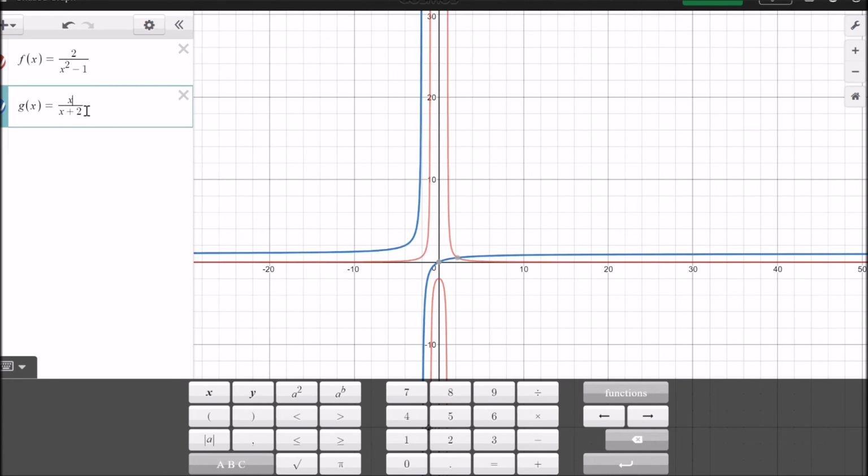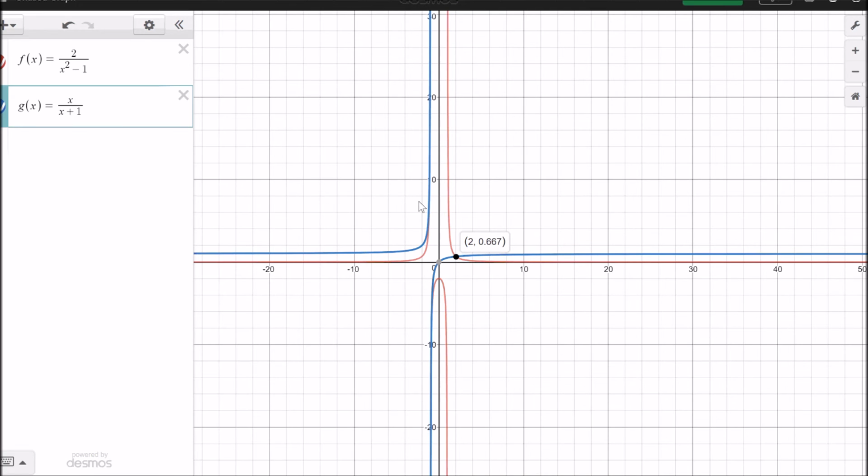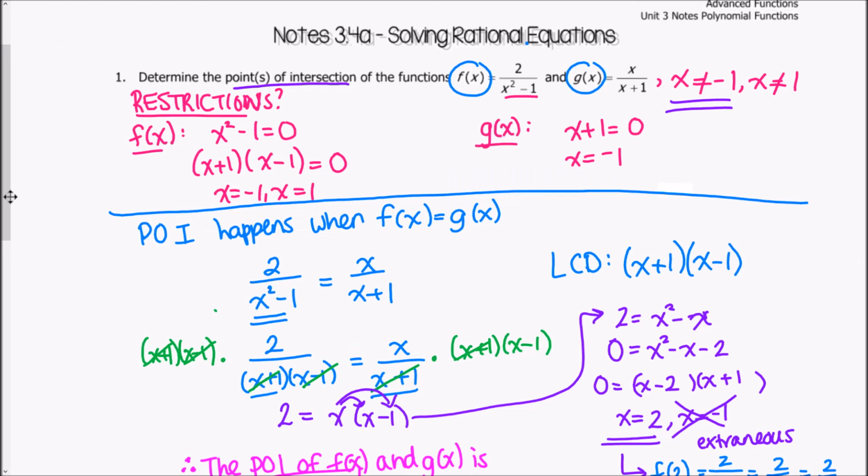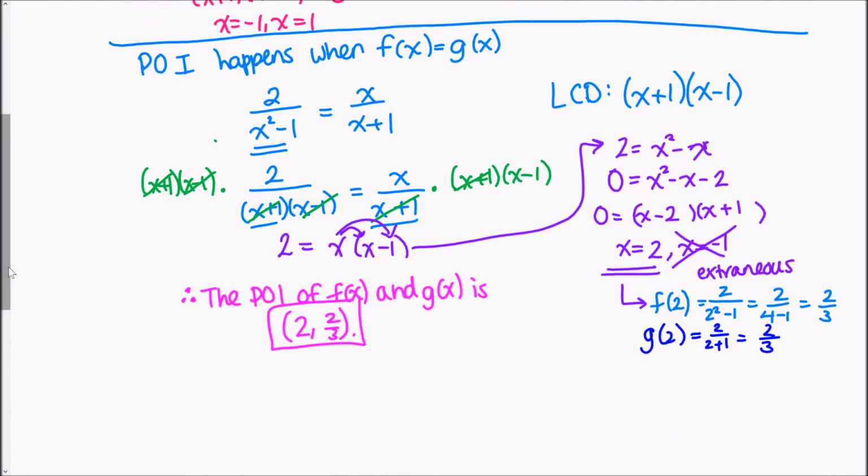let me fix this, sorry, I'll fix this to x plus 1, there we go. So we see that we don't have any points of intersection except at (2, 0.667). Now it looks like it might intersect up here, but they won't, because they're approaching our asymptote of -1 right here, but they're approaching it at different rates, so they'll never actually intersect right here. So (2, 0.667) is our answer of (2, 2/3), so we're good to go for that question.